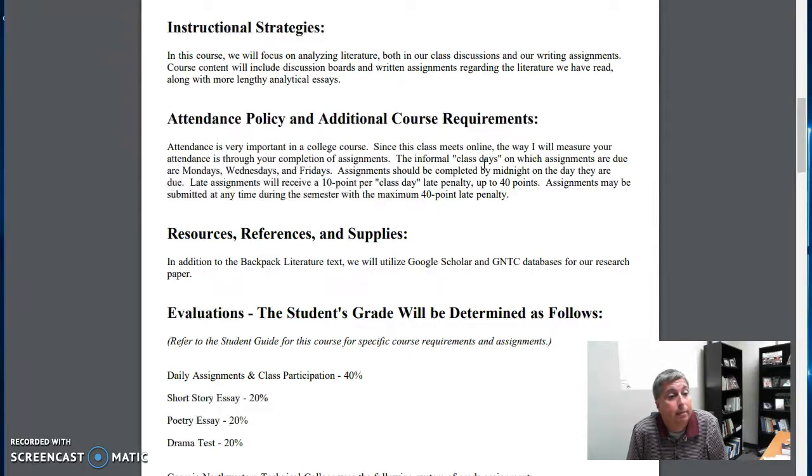And again, students will ask me during the semester, they'll say, can I turn this work in late? Well, you can always turn the work in late. It's always accepted at any point during the semester. You just may have to accept the late penalty, again, up to 40 points.